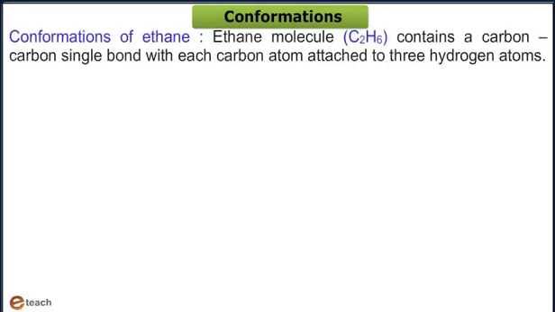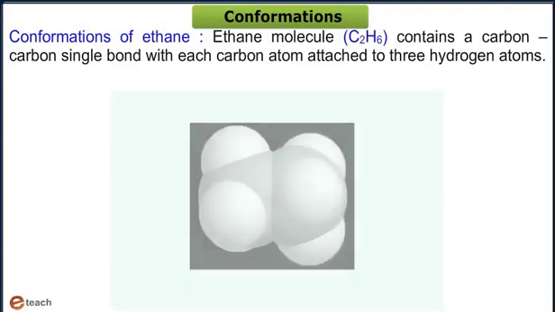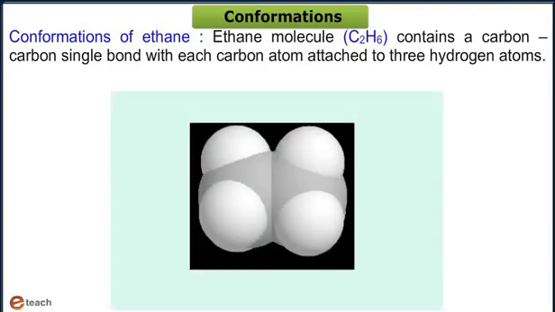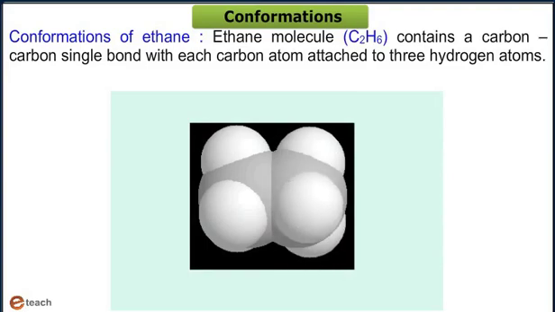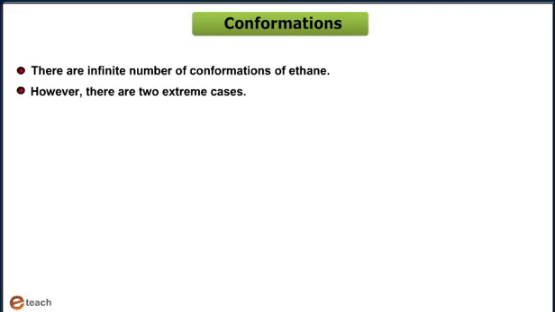Conformations of ethane. The ethane molecule, that is C2H6, contains a carbon-carbon single bond with each carbon atom attached to 3 hydrogen atoms. There are infinite number of conformations of ethane. However, there are two extreme cases.